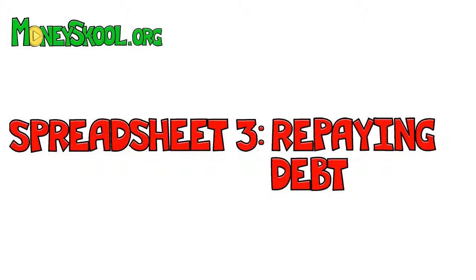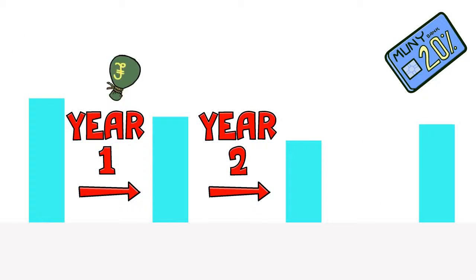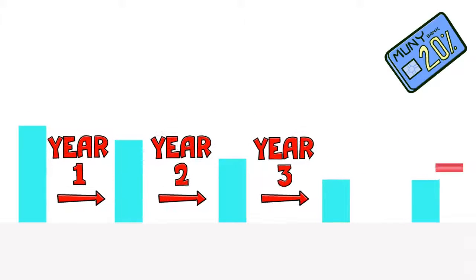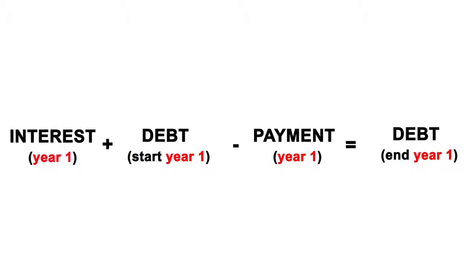In Maths Lesson 3, we showed you how to work out what happens to your debt when you make a payment at the end of every year. In this lesson, we're going to show you how to do this using a spreadsheet, and we're going to use the same example where you borrow £1,000 at an interest rate of 20% and make a £400 payment at the end of every year.